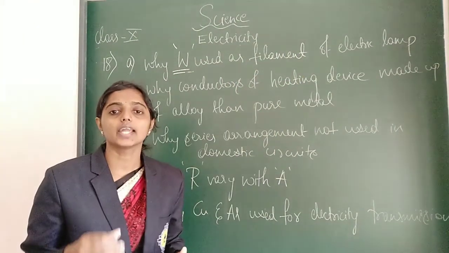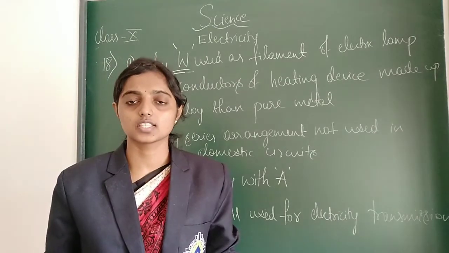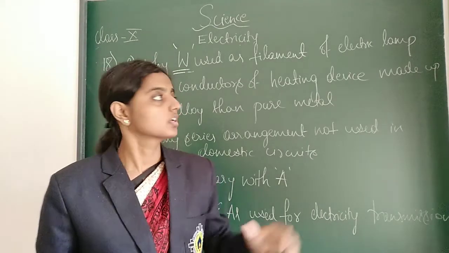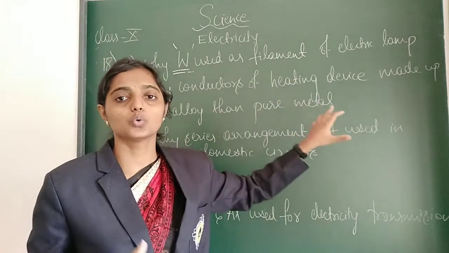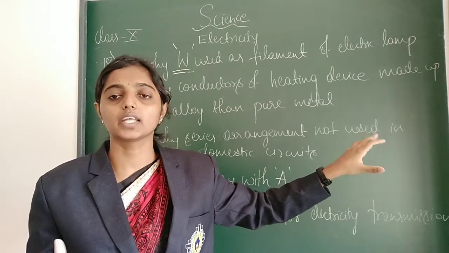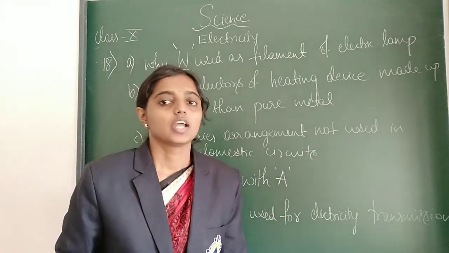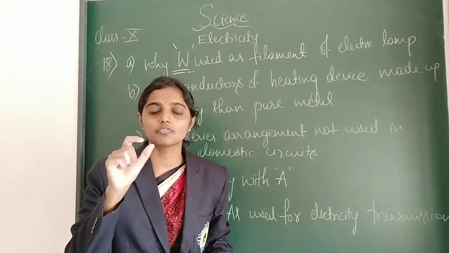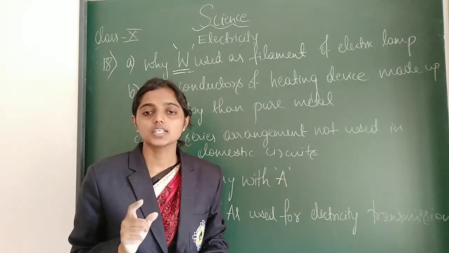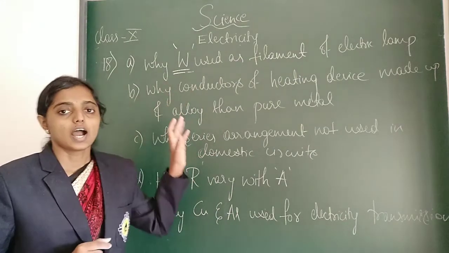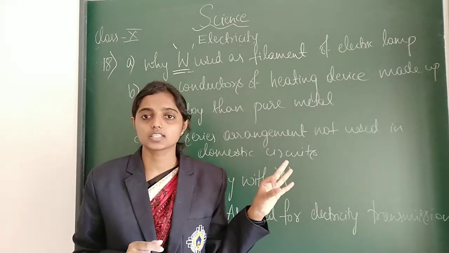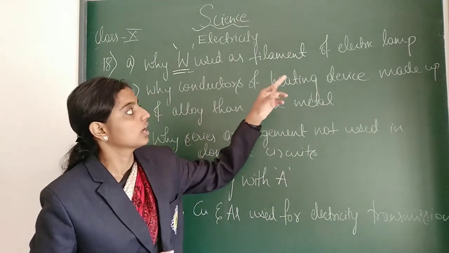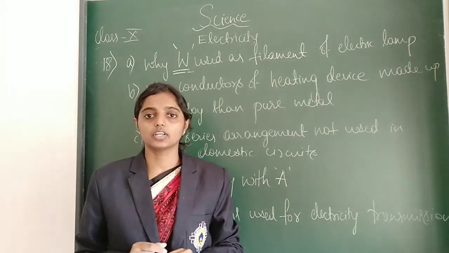Tungsten has a high melting point and high resistivity, which allows the filament to produce more heat and be maintained at high temperature. Hence tungsten is used as filament. So what is the specific word you need to write? Since tungsten has high melting point and high resistivity, it is used as a filament in electric lamp.